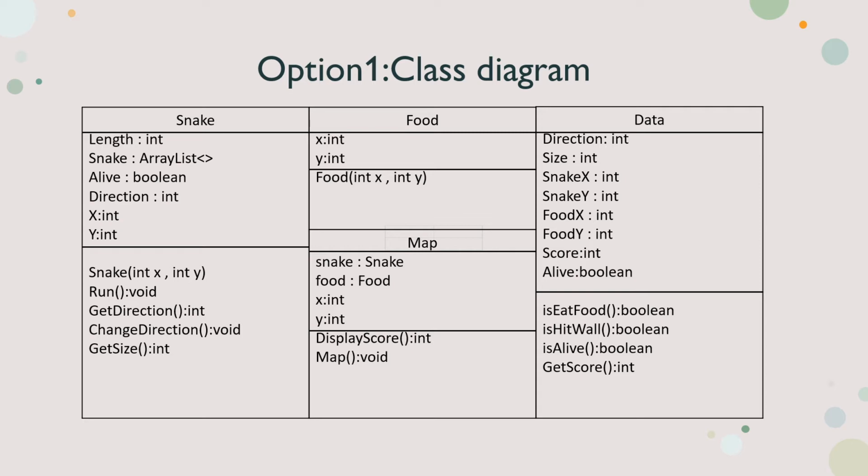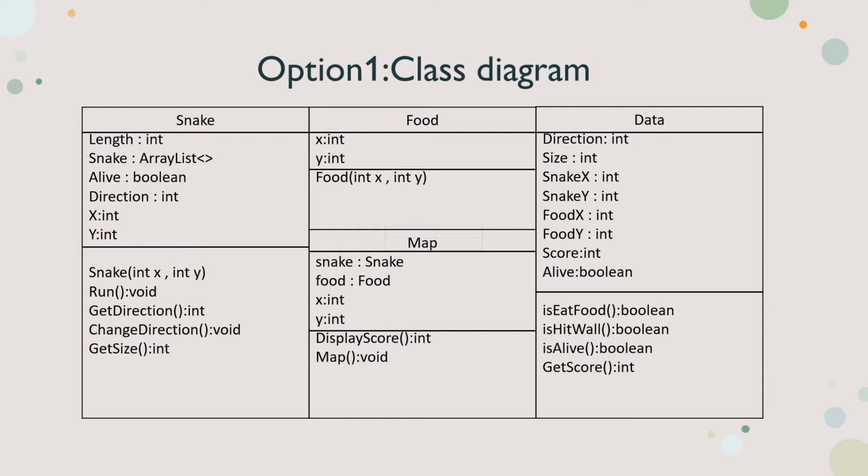Besides, there are 5 methods in the snake class, which are snake, run, get direction, change direction, and get size, and I think most of them are self-explanatory. Snake method is responsible for the initialization of the snake body. X and Y mean the height and width of the map. This method would calculate the coordinate of the snake head based on the size of the map because the snake body would always be generated in the center of the map.